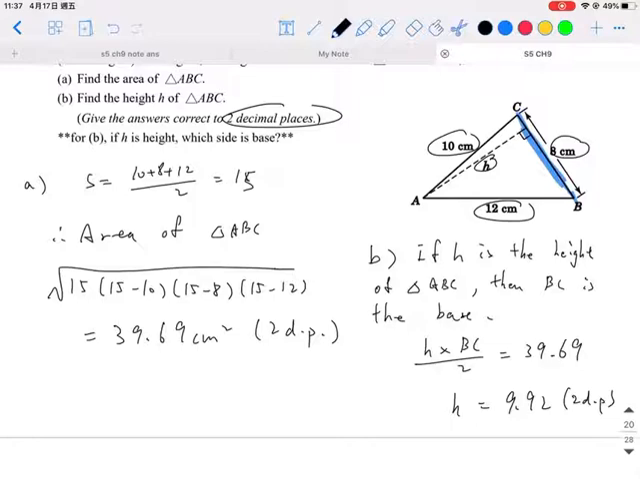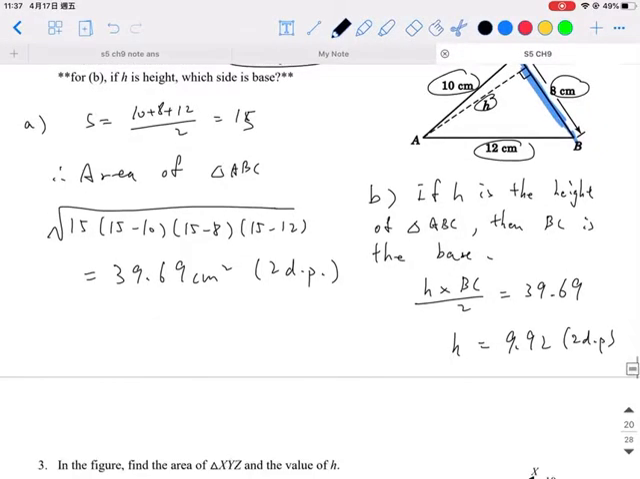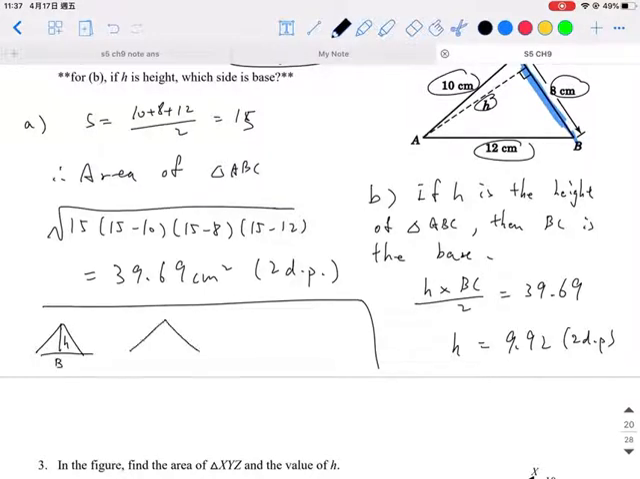to 2 decimal places. Okay, so in this question, you have learned the concept: if this is the height, then this is the base. If here is the height, then this one is the base. And last one, if this one is the height, okay, and therefore this one is the base. So in each triangle we have 3 heights and 3 different bases.